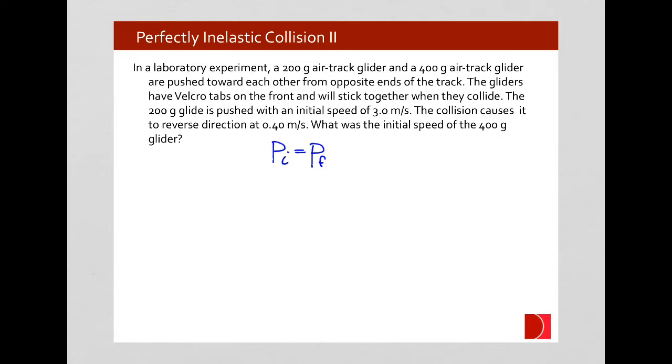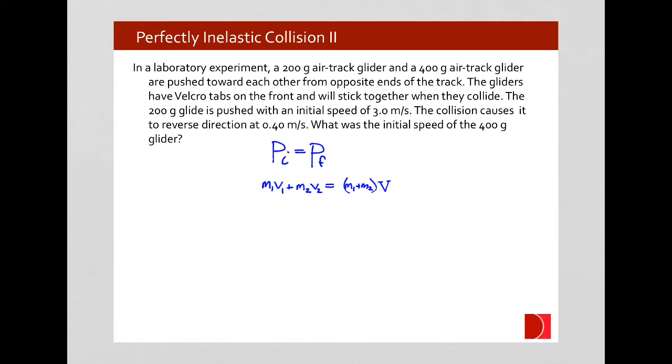Now we know that the initial momentum is comprised of the mass of the first glider and the velocity of the first glider, and the mass of the second glider and the velocity of the second glider. We know that for the final momentum, the two gliders are moving together. They're one unit at that point, and so there's a total amount of mass that's moving at one velocity.